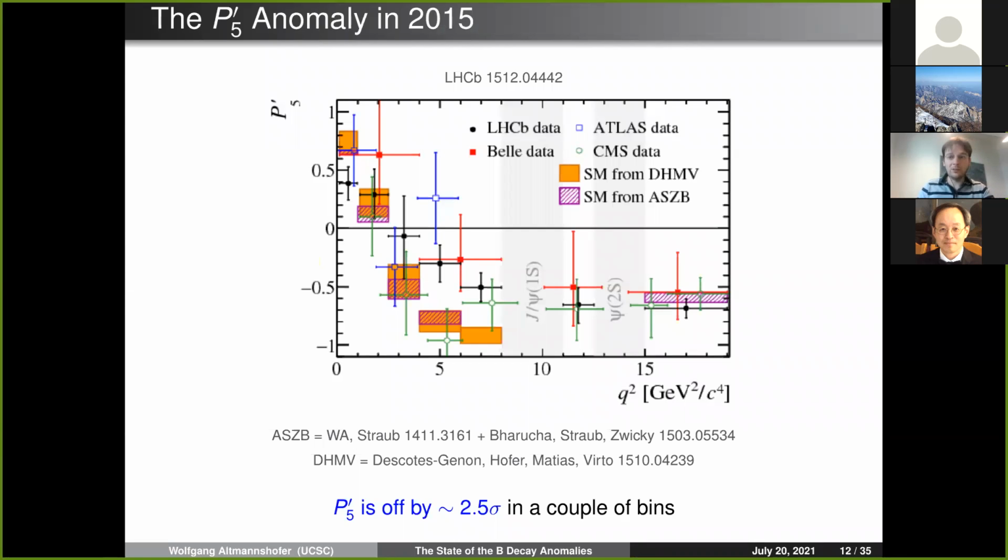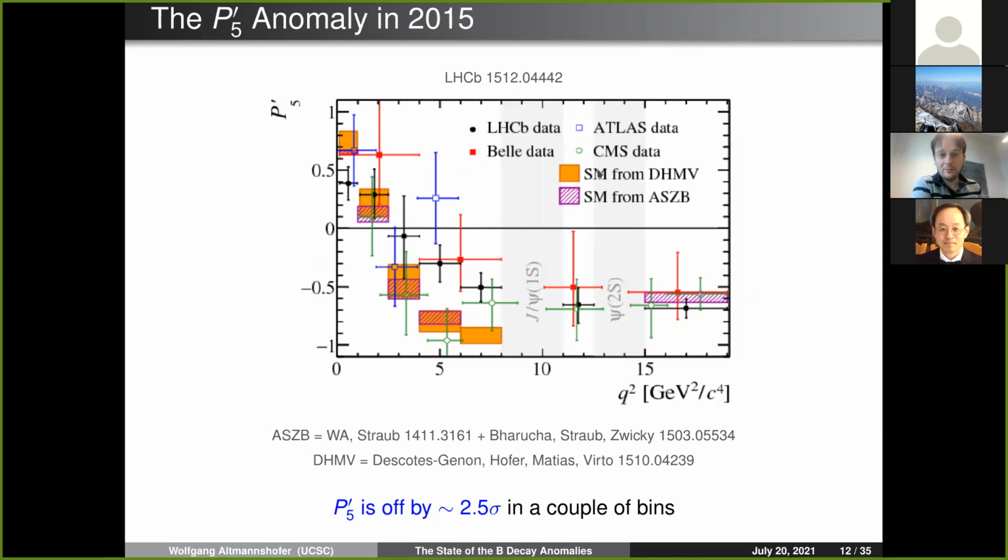And one of those moments of the angular distribution, or better, a certain combination of moments of the angular distribution, is what is referred to as P5 prime. And this P5 prime observable doesn't agree well with standard model predictions. That has been the case since the first measurements of P5 prime, going back, I think, to 2013 even.